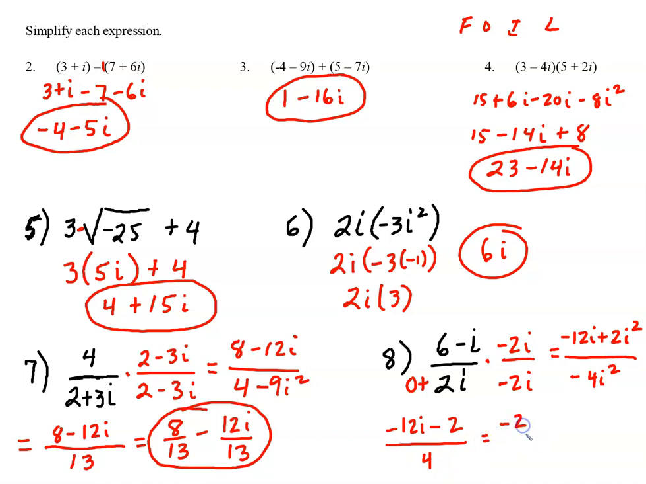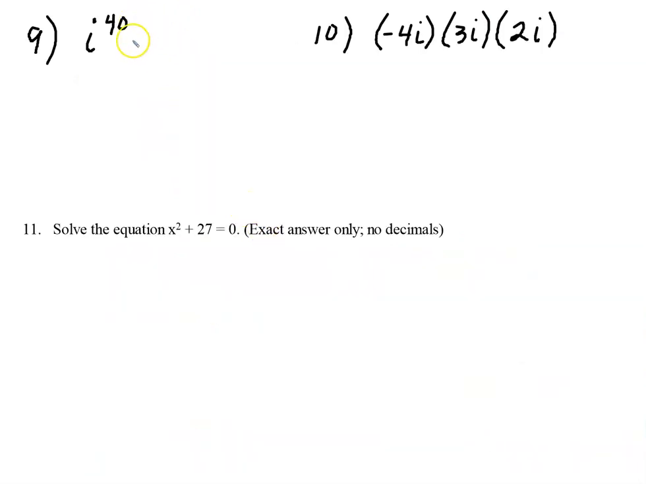So let's put it in its correct order. Real number part, imaginary number part, and now reduce. So negative 2/4 is negative 1/2, and 12i divided by 4 is 3i. Okay, that takes care of 1 through 8, and here's number 9.